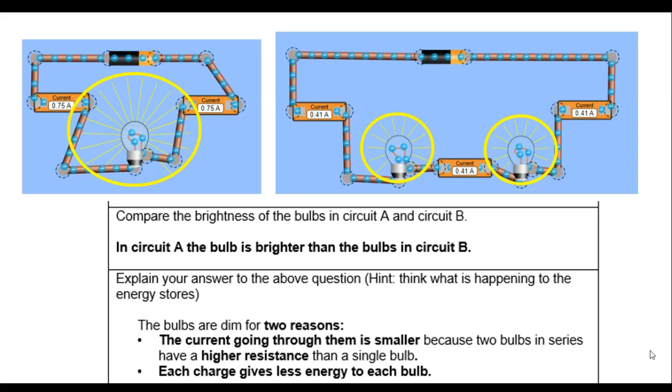The next question then says to explain your answer to that question. Why is the brightness of the bulbs different in circuit A and circuit B? Now this is for two different reasons. Something that I talked through last lesson was about resistance. If you add components, for example an extra bulb, there is more resistance with two bulbs than just one bulb. This means that the current is restricted. There's less current going through each bulb. The other reason is that the charge is split between these two bulbs. Whereas for circuit A, the single bulb, all of the charge is going to that one bulb.